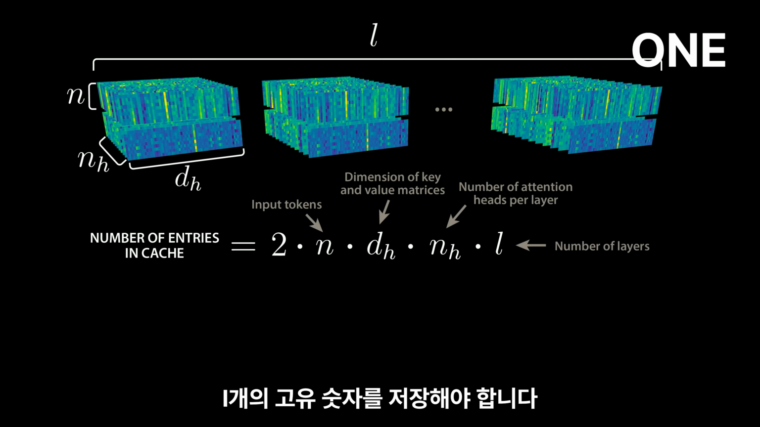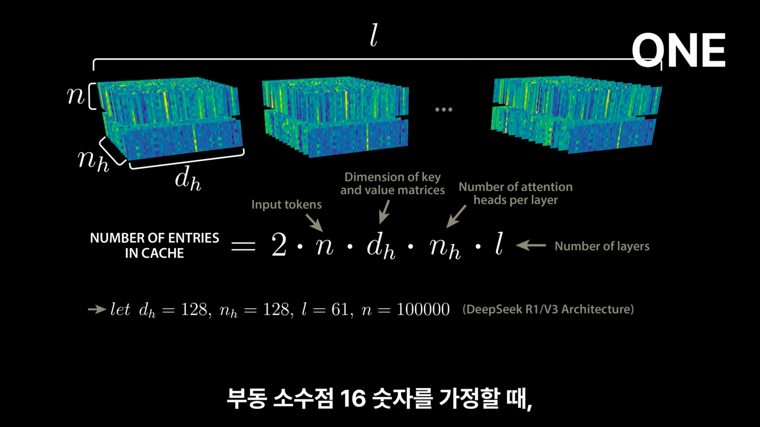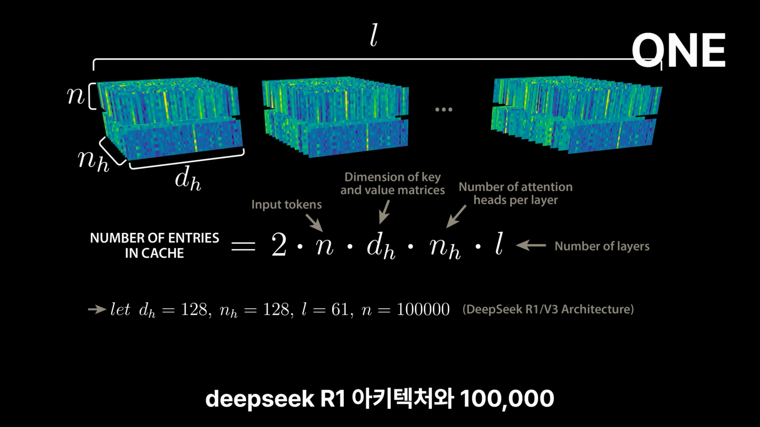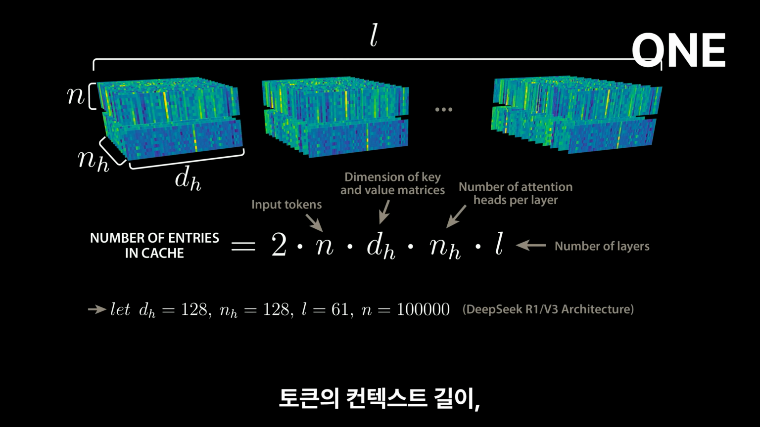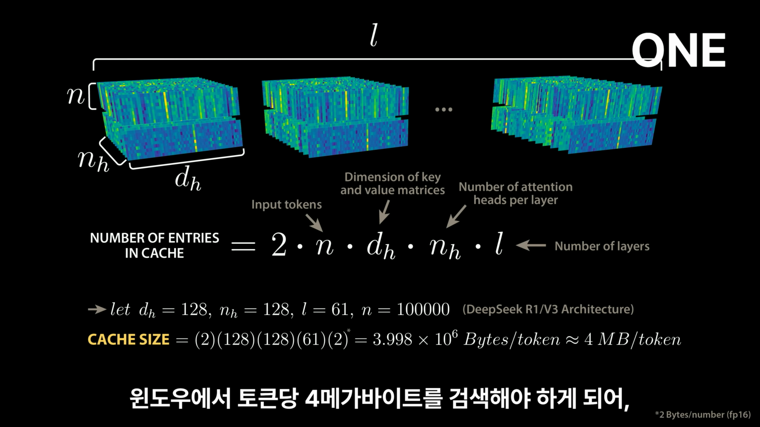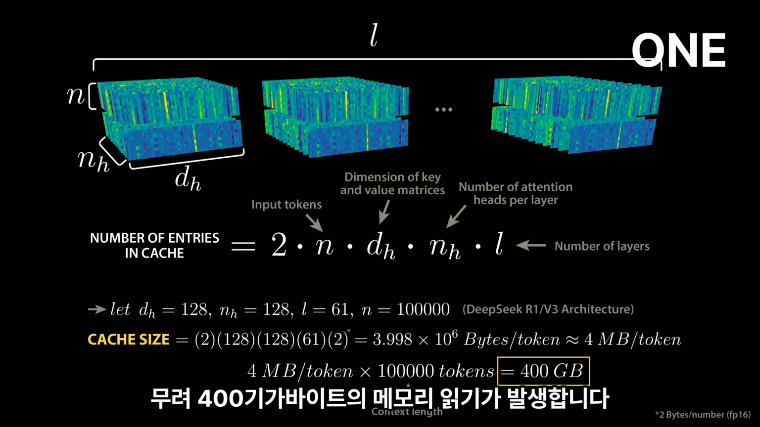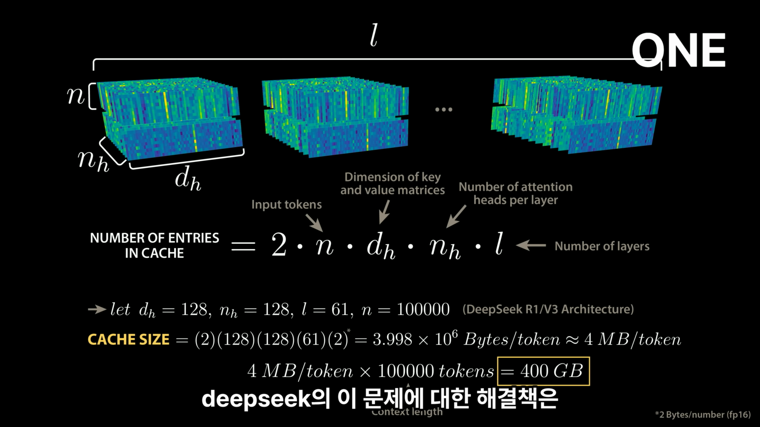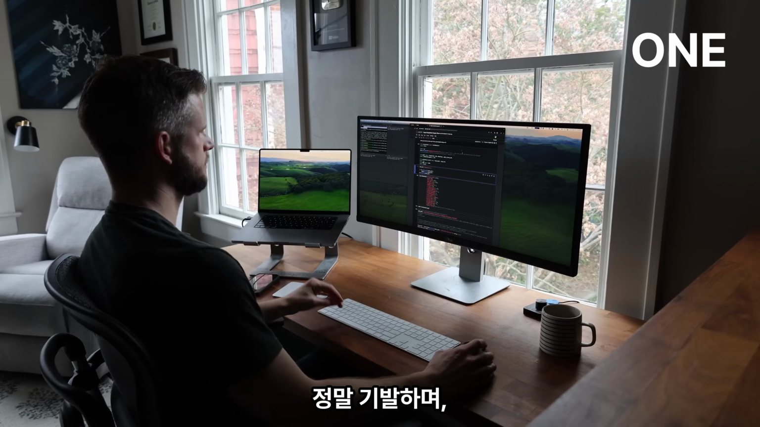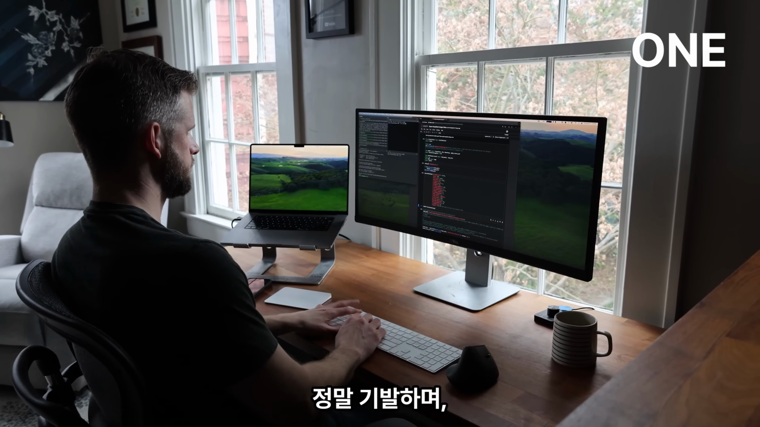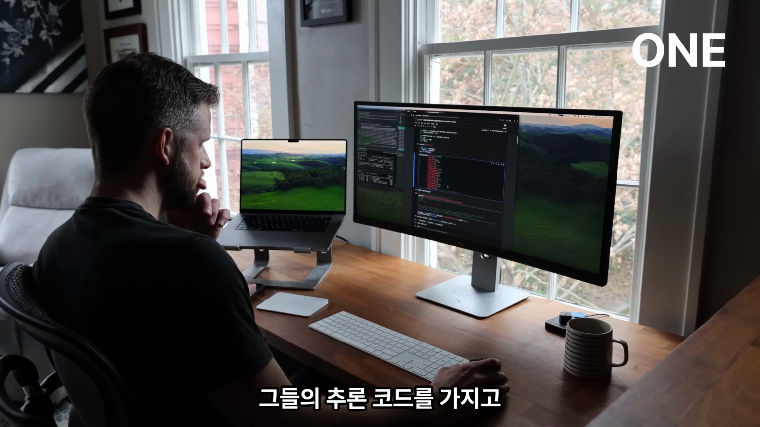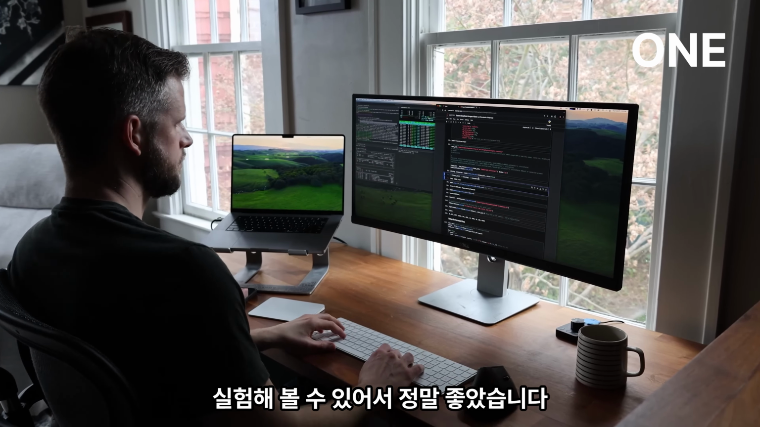our KV cache. Assuming floating point 16 numbers, the DeepSeek R1 architecture, and a context length of 100,000 tokens, we end up needing to retrieve 4 megabytes per token in the model's context window, resulting in a huge 400 gigabytes of memory reads for each new token we compute. DeepSeek's solution to this problem is really clever, and it was great to be able to tinker with their inference code to really get my head around it.